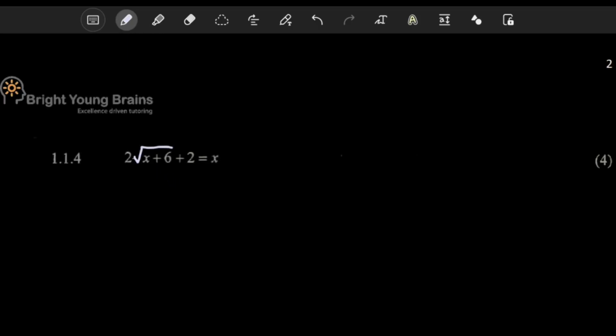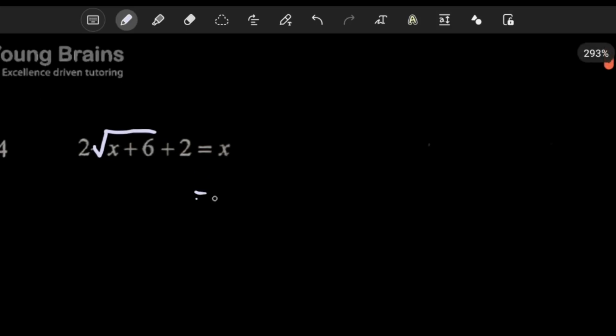So anyways, for 4 marks here, you need to solve for x. Solving for x, we have to deal with the surd first. But instead of dealing with the surd first, always try and move this value over to the other side.